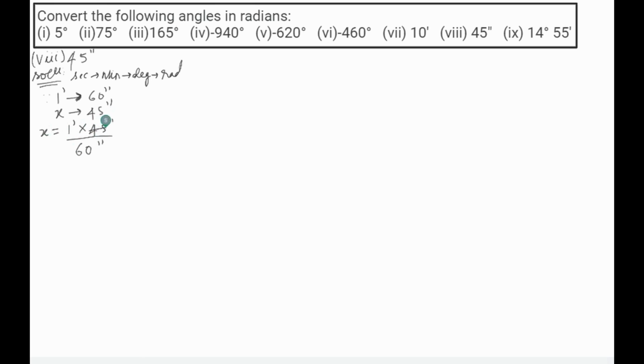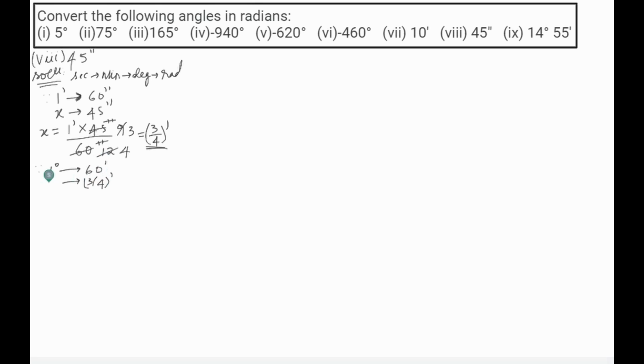When we cross multiply this, we get 1 minute into 45 seconds divided by 60 seconds. So 5 into 9 is 45, and 5 into 12 is 60. 3 into 3 is 9, and 3 into 4 is 12. And the seconds unit and seconds unit cancel out each other. So we have 3 by 4 minutes. So now we have to convert this minute to degrees. So for that we know 1 degree is equal to 60 minutes. So therefore 3 by 4 minute is equal to how much degrees?